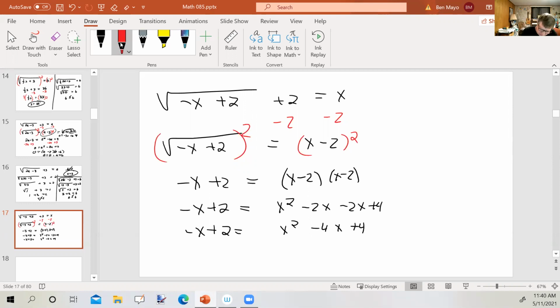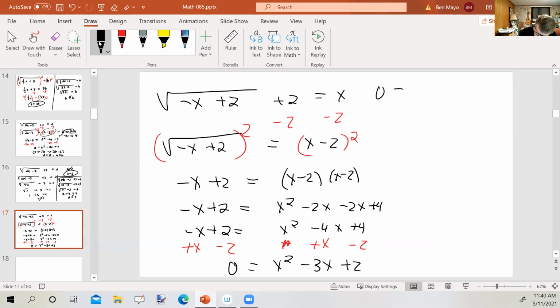It's a second degree equation. I'm going to add x to both sides and subtract 2 from both sides. So I get 0 equals x squared minus 3x plus 2. That factors into 0 equals x minus 2 and x minus 1. So I get x equals 2 and x equals 1 as possible solutions.